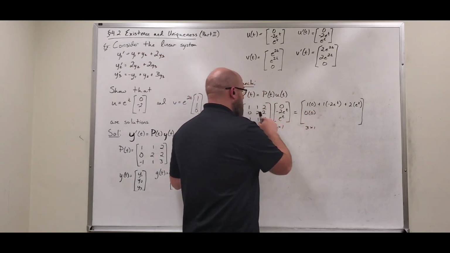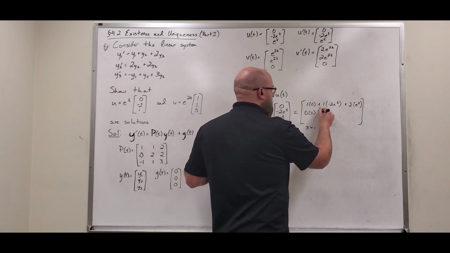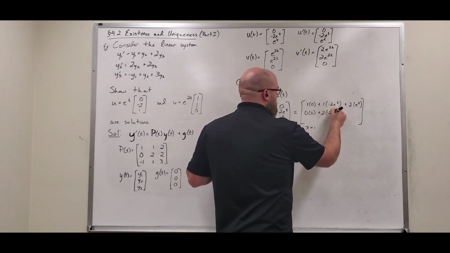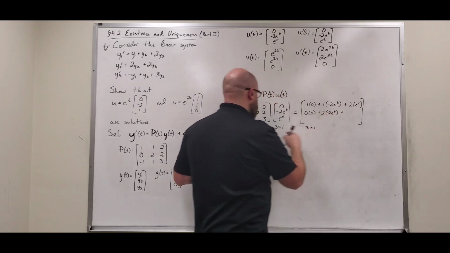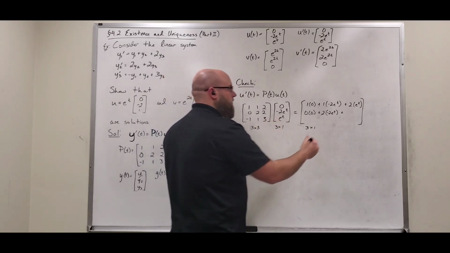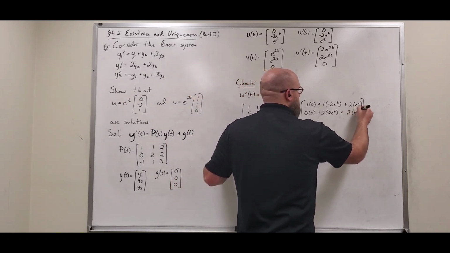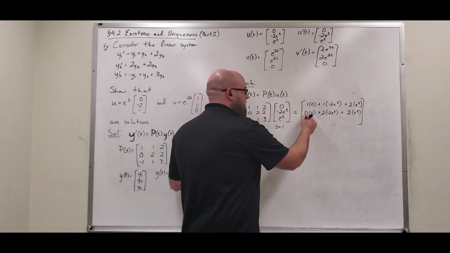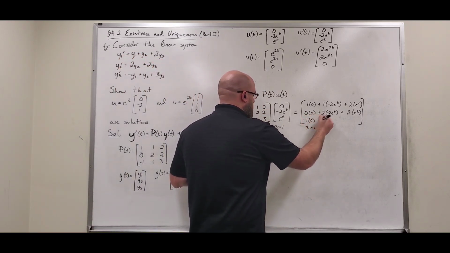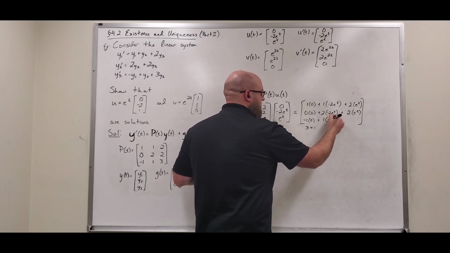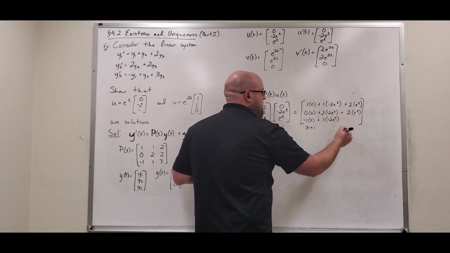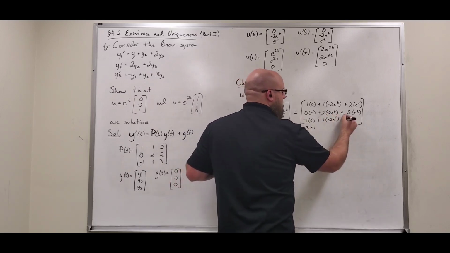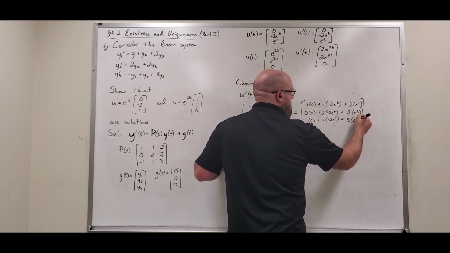Then we're going to have 2 times negative 2e to the t, plus 2 times e to the t. And then our last one, negative 1 times 0, plus 1 times negative 2e to the t, and then 3 times e to the t.